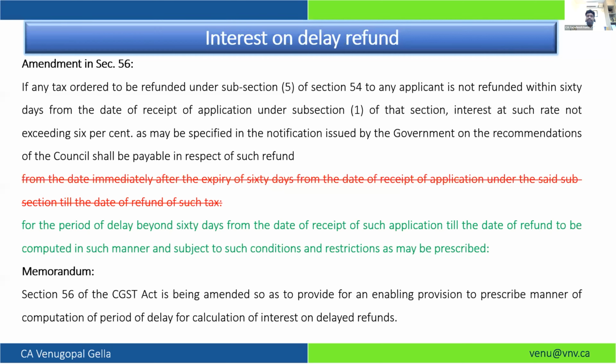So the proposed amendment intends to provide a basis of calculation of interest on delayed refund in such manner, and conditions have been added. So now post amendment, section 56 provides for an enabling provision to prescribe the manner of computation of the period of delay for calculation of interest on delayed refunds. So there is no change in the time limit. Only they have inserted certain conditions and the manner of computation of delay and calculation of interest thereof.